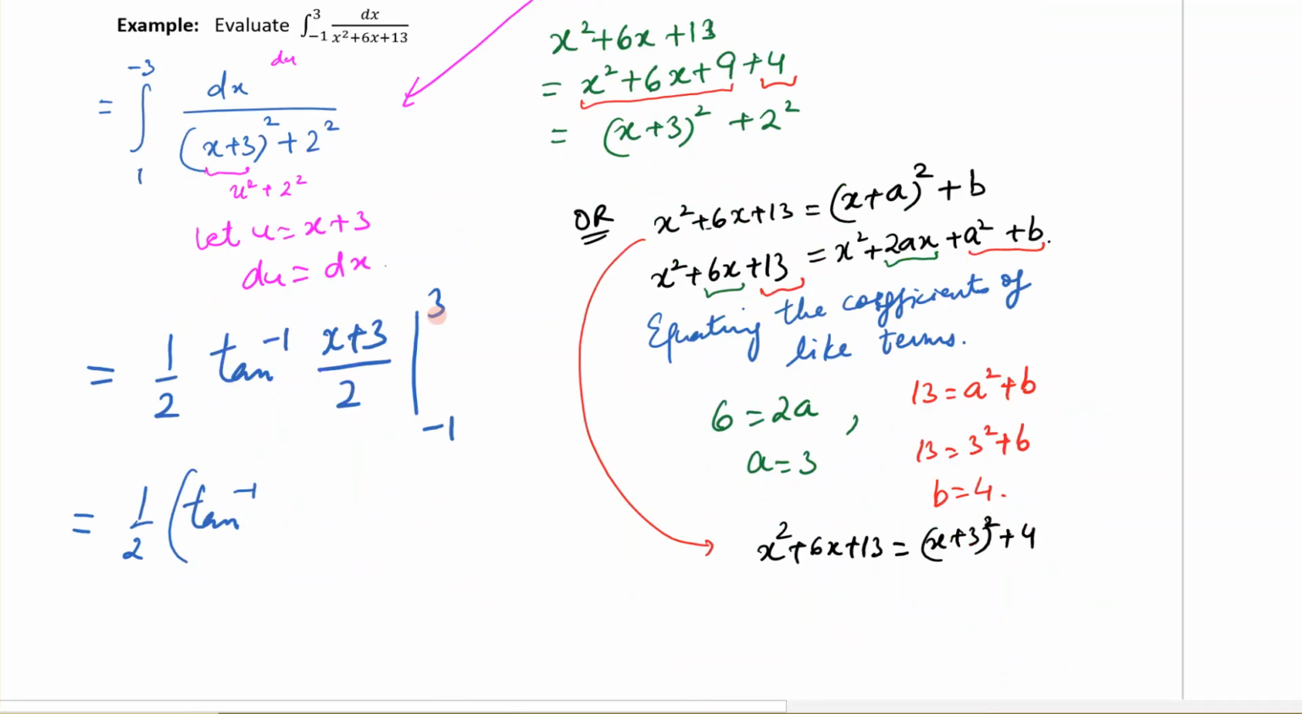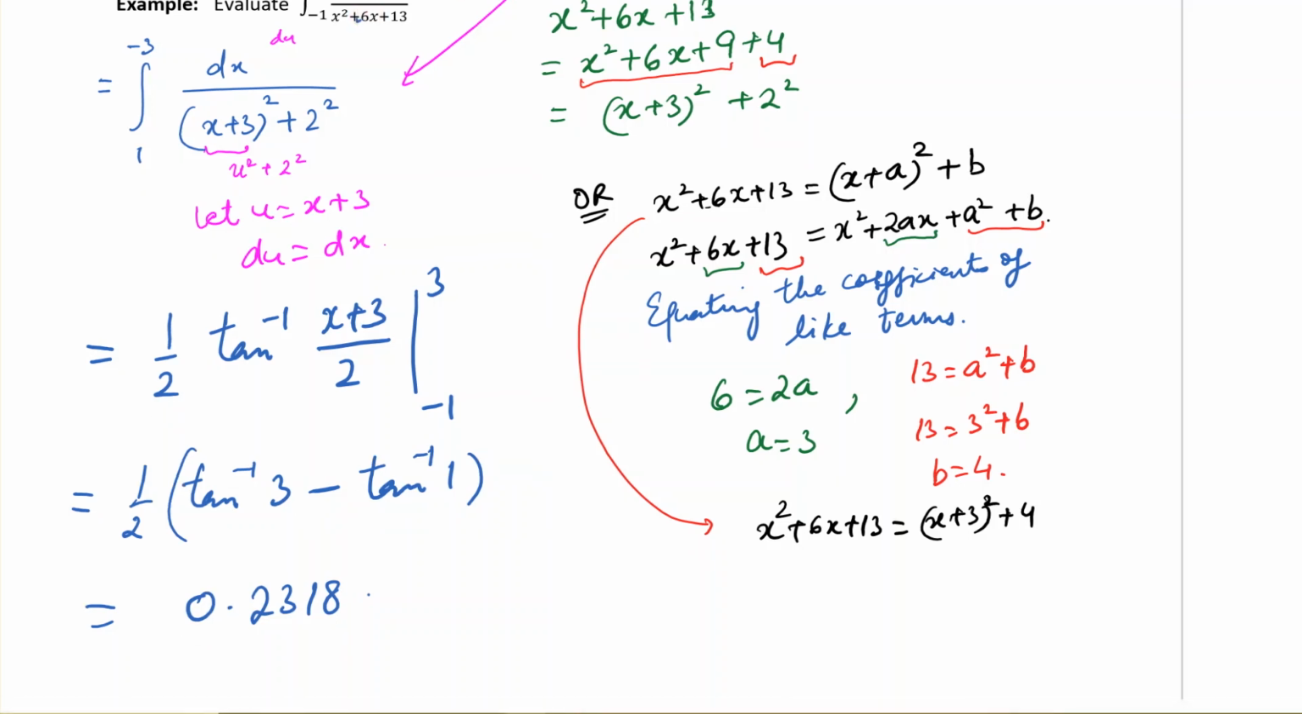So putting the upper limit, we get 3 plus 3 over 2, which is 6 over 2, so tangent inverse 3, minus -1 plus 3, so 2 over 2, tangent inverse 1. After solving this, we get about 0.2318. So we can see that the use of completing the square helps us to solve the integral of quadratic expressions. Let's do some more practice with one more example.